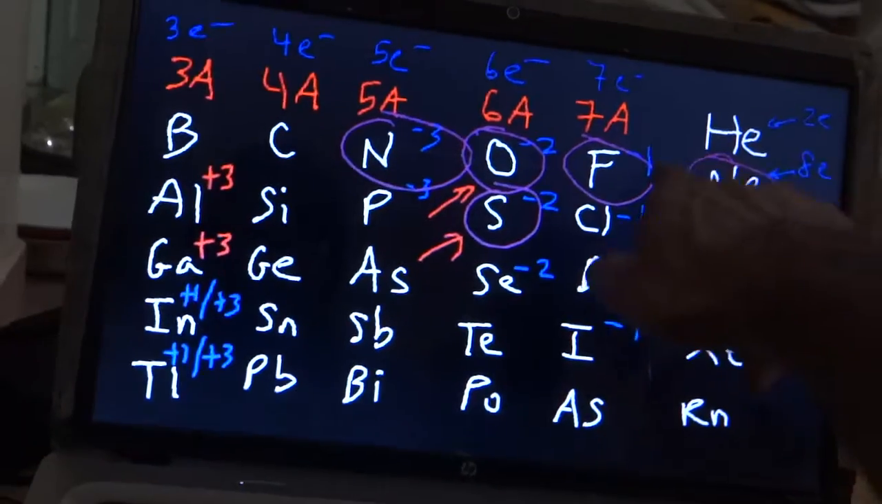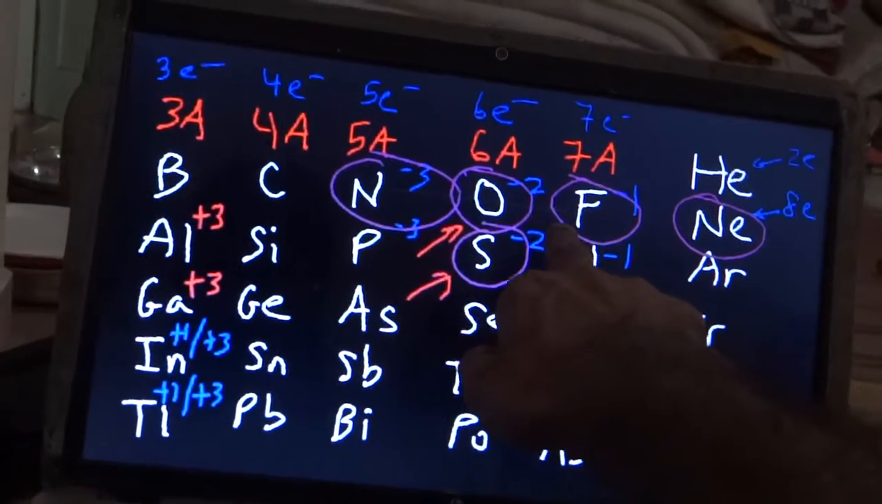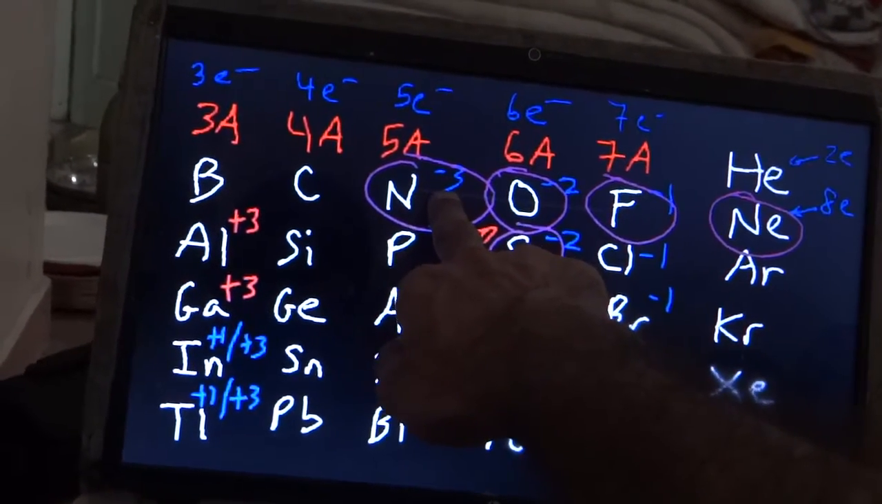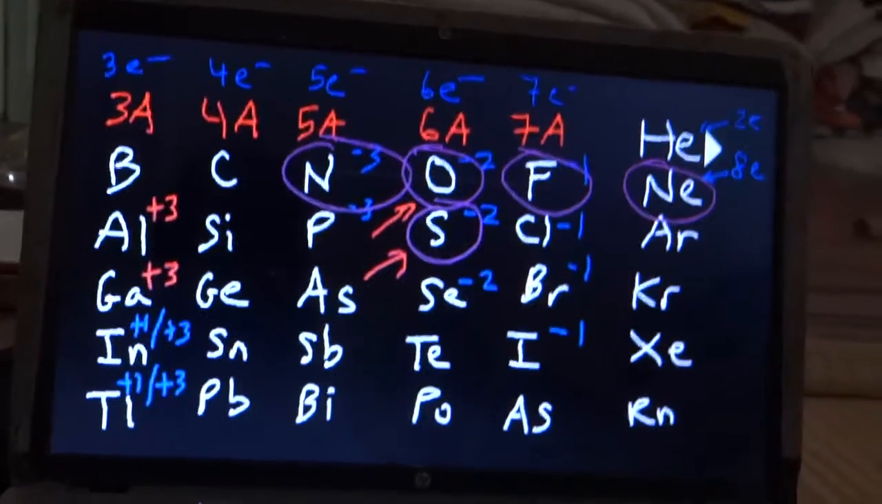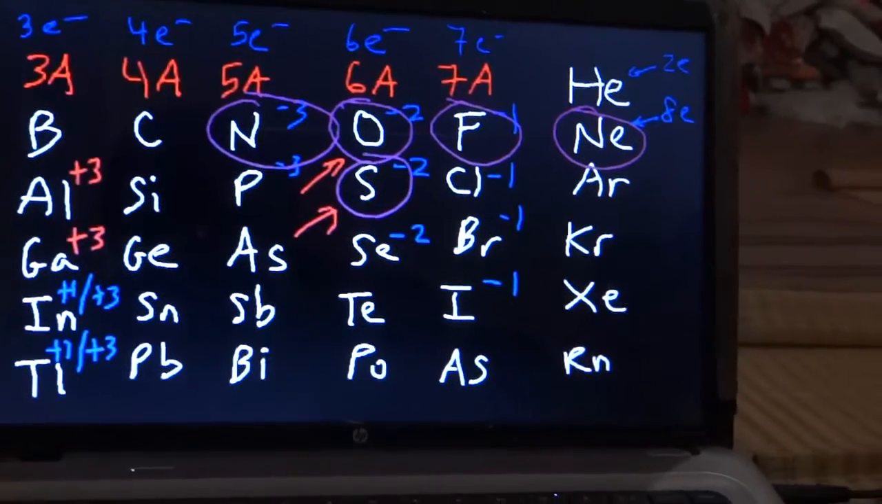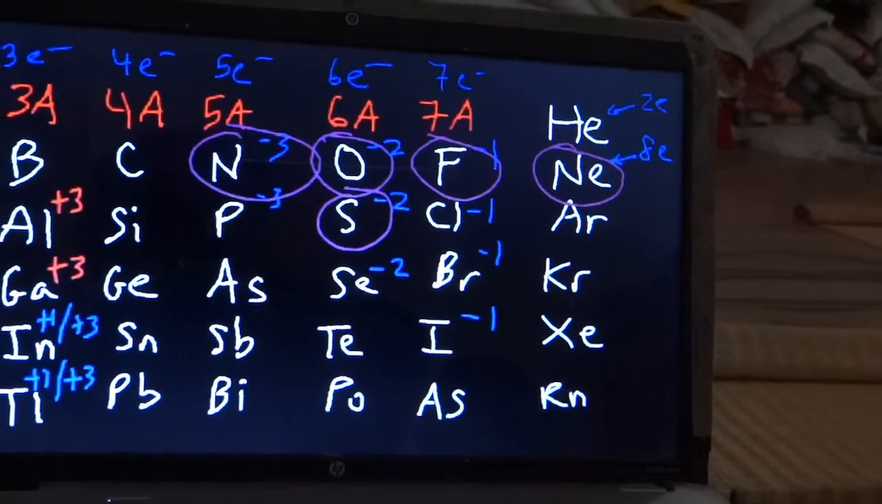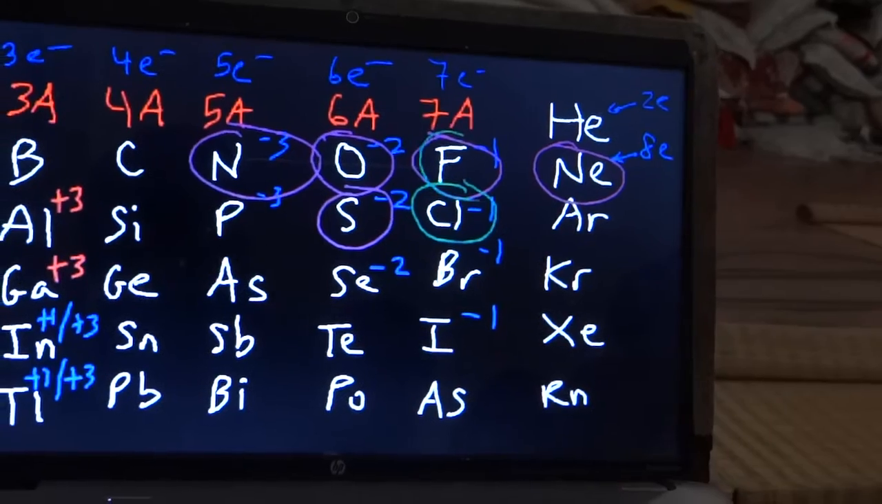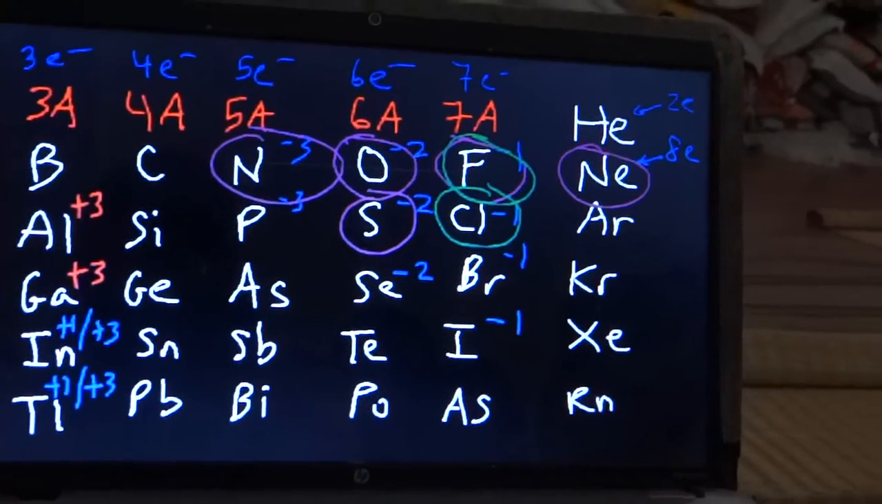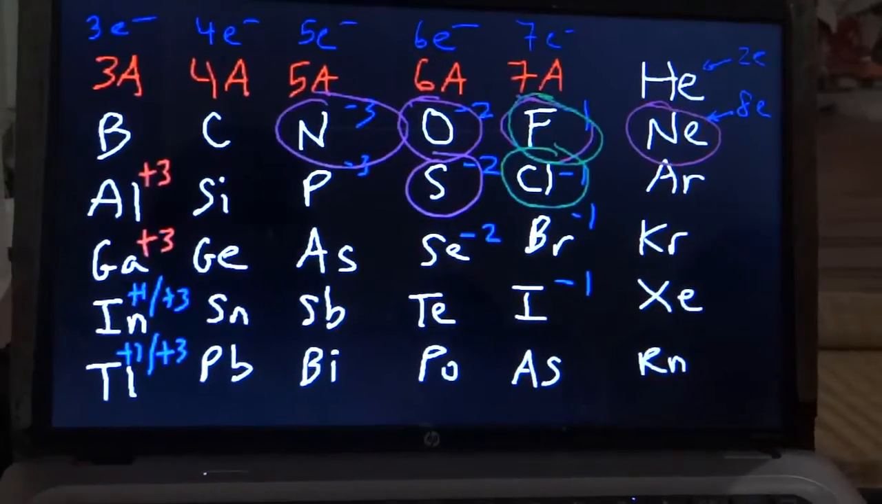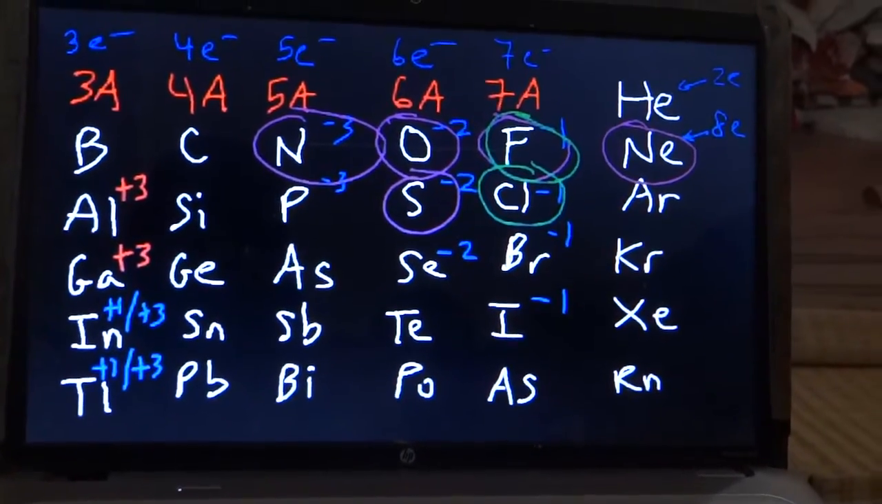Reactivity increases in this direction, because this has to take 3 electrons, and this has to take only 1 electron. In the same column, fluorine and chlorine are chemically similar to each other. They're both halogens. They have the same number of valence electrons, and so their chemical reactivity is similar.